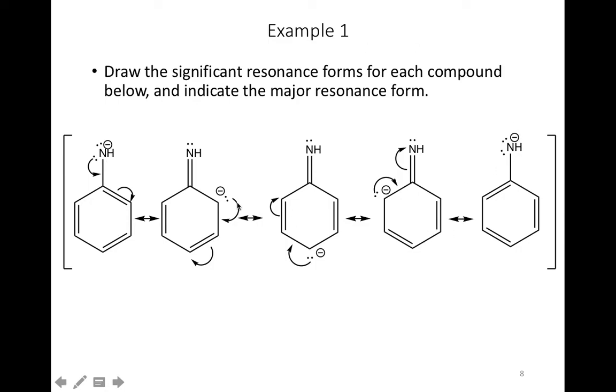And so for the difference between the ones in the middle and the ones on the end, if I check rule 1, I don't see anything without a complete octet. So then I go to rule 2. All of the different resonance structures have just one negative formal charge, so they're the same through rule 2.